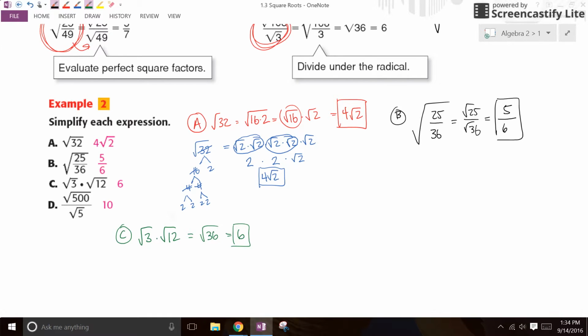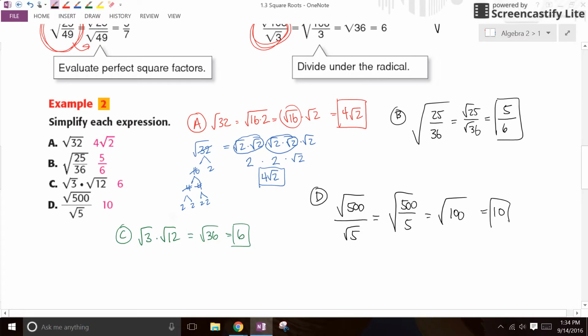And last but not least, let's try D. You can, again, treat this as one big square root or treat them individually. Now, I don't know the square root of 5 or the square root of 500, so that makes me nervous. But I do know that if I put these together under one root, that would be the square root of 100. And I know that. That is 10.